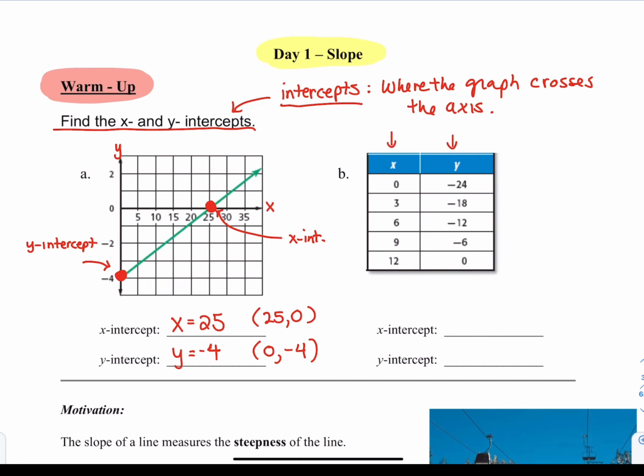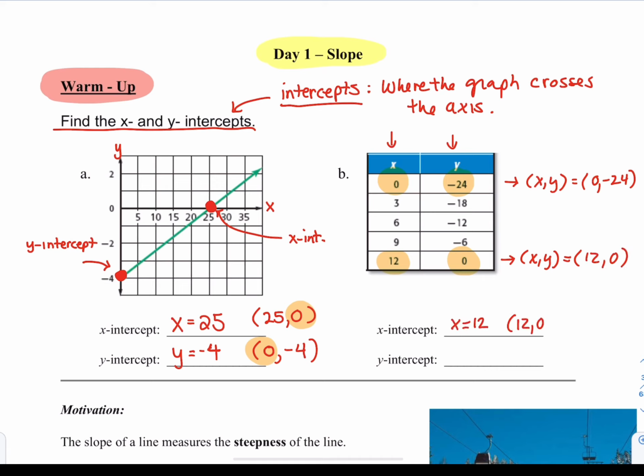Now intercepts can also be found using a table of values. We notice that for any one of these, the x or y value has a value of 0, so that's how we can identify on a table of values where an intercept might live. So the coordinate point (0, -24) is an intercept, and so is (12, 0). They each have a 0 in their coordinate. Since x equals 12, we can say that's the x-intercept coordinate; y equals -24, that's the y-intercept coordinate.